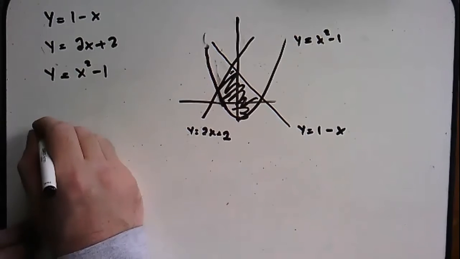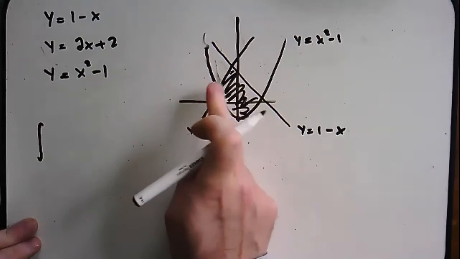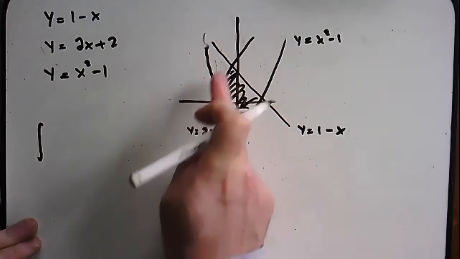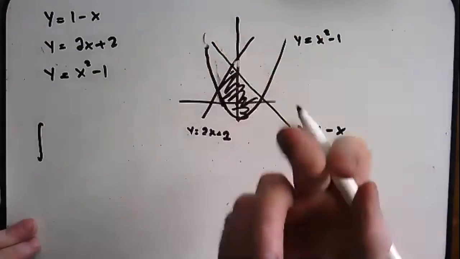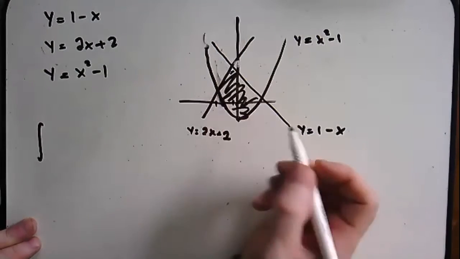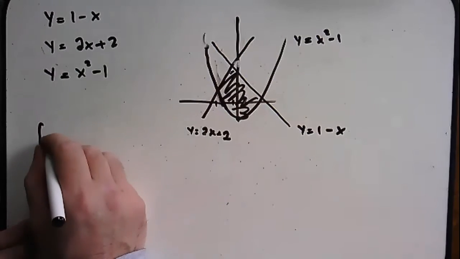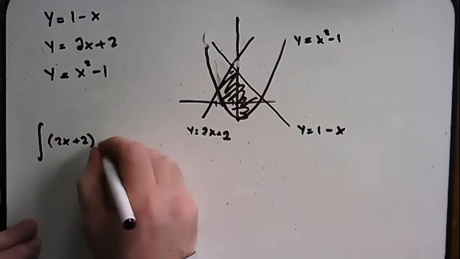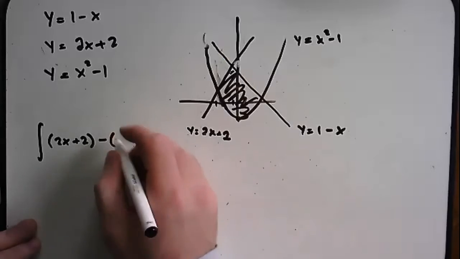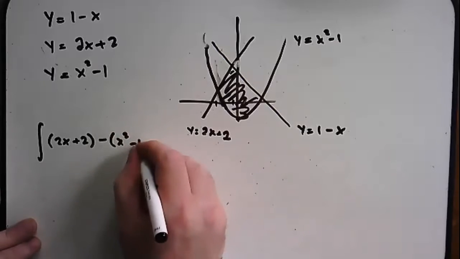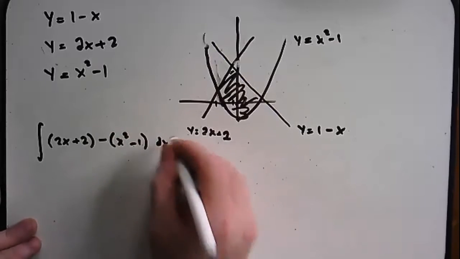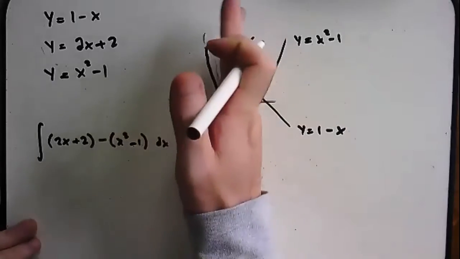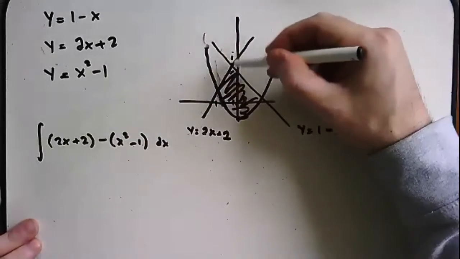So I'm going to have this interval to the left, right? So from the intersection of the line and the parabola to the intersection of those two lines. So from here to here, my upper boundary is that line 2x plus 2, and my lower boundary is the parabola x squared minus 1. Okay, so that's just the left half of the graph up to this x value here.